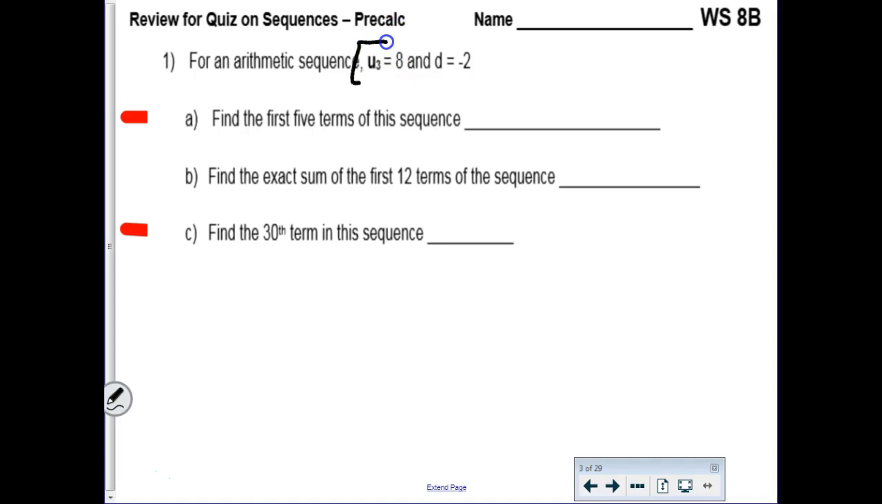So this clue right here states U sub 3 equals 8. Translate that for me. What does that mean? The third term is 8. And then the common difference is 2. So find the first 5 terms of the sequence.